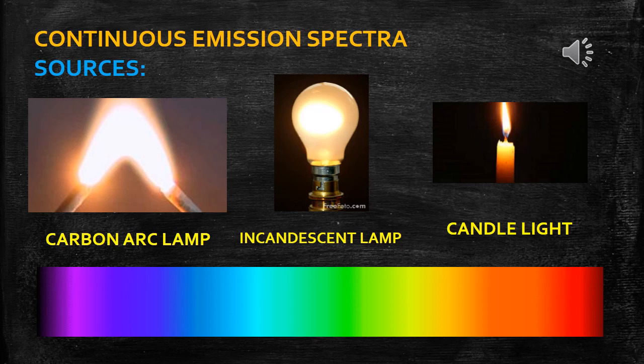Look at the continuous emission spectrum which is shown below. The colors are overlapping on one another. See the first one, violet is overlapping with indigo, indigo is overlapping with blue, blue is overlapping with green. Like that, the colors are overlapping from one to the other. So there is no demarcation between two successive colors. There is no separation of areas between two successive colors. That's why this kind of spectrum is called continuous emission spectra.